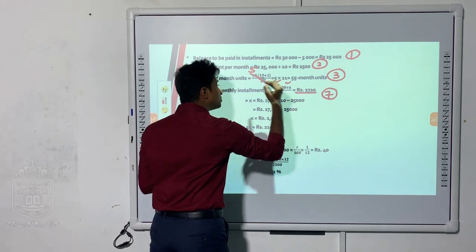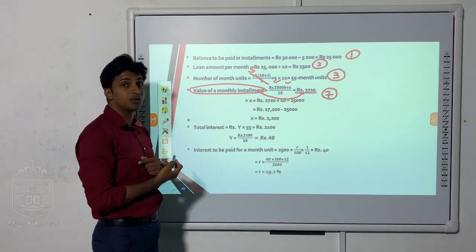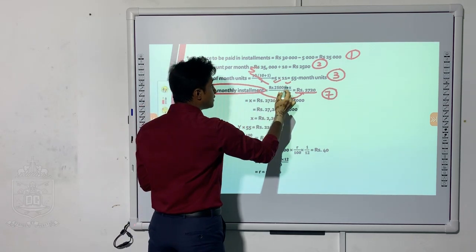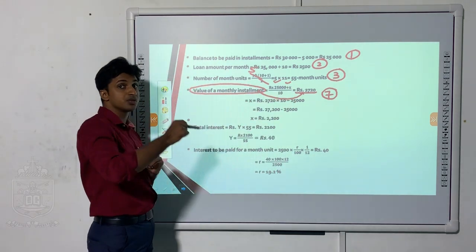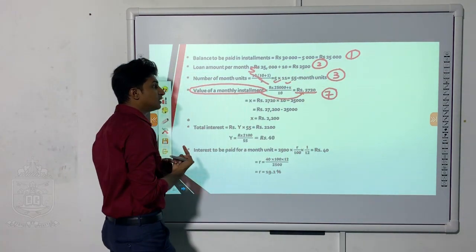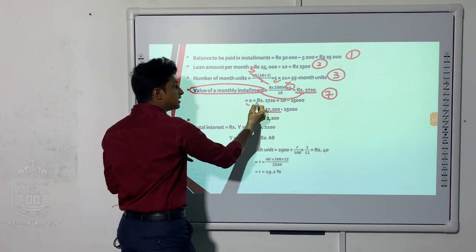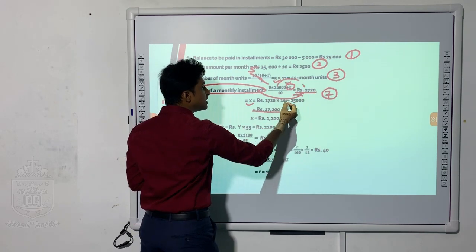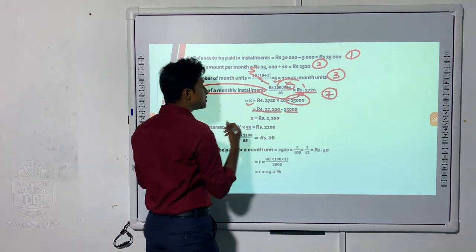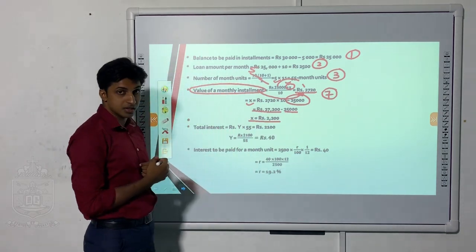Now, the value of a monthly installment is equal to 2720. So then I'm going to use, carefully listen, (25,000 + x) / 10 is equal to 2720. Take 10 up, then this amount will multiply with 10, that is going to be 27,200. To keep x alone, I have to take 25,000 to the other side, that is minus 25,000. So 27,200 minus 25,000, the answer is going to be rupees 2,200.